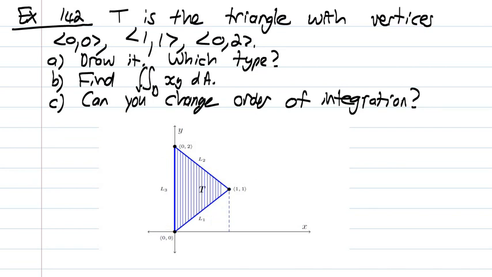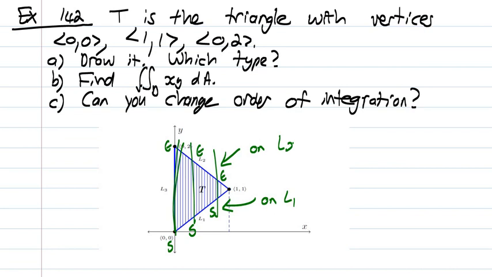This time around, we are making vertical slices. So if we make a vertical slice, it starts there and it ends there. If we make another vertical slice, it starts there and it ends there. If we make another vertical slice, it starts there and it ends there. So you see, it always starts on line L1 and it always ends on line L2.